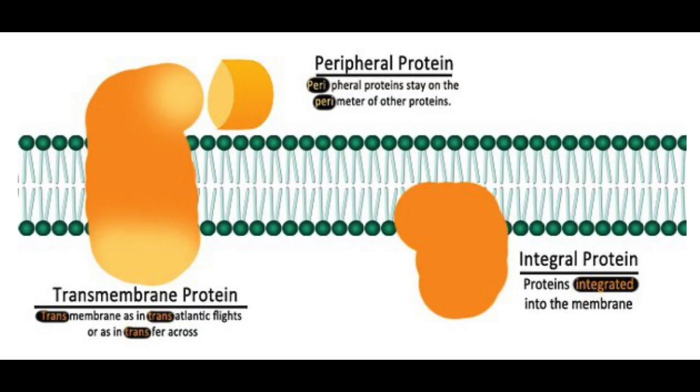We have two types of proteins attached to the membrane. First, we have peripheral membrane proteins. These are temporary membrane attachments that exist just on the outside of the membrane and are used for cell coordination and communication, or even as enzymes.